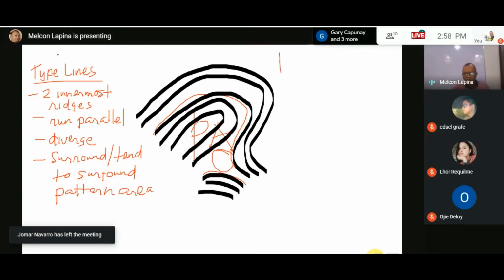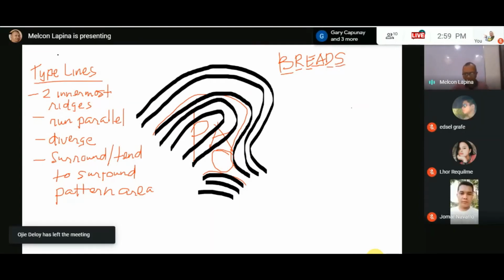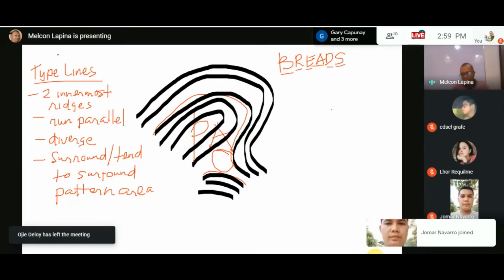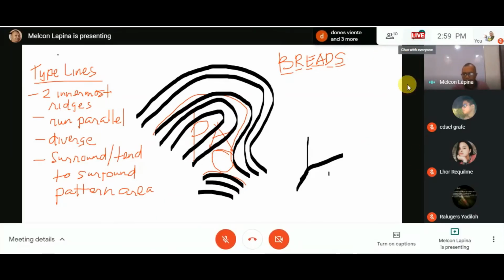So, alam na natin ang delta, it could be any of the breaks na na-discuss na natin, that is bifurcation, recurving ridge, ending ridge, angle, meeting of two ridges, and then dot or fragment, and then short ridge. Now, ang pinag-usapan sa tanong ay patungkol sa bifurcation. Ang bifurcation ba, pwede ba siya matawag na type lines? Parehas ba ang type lines sa bifurcation?